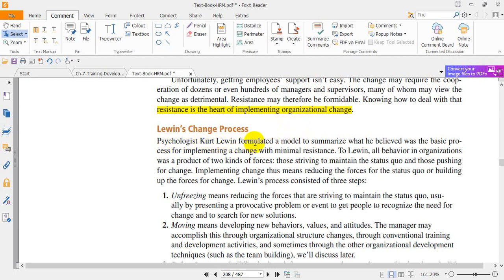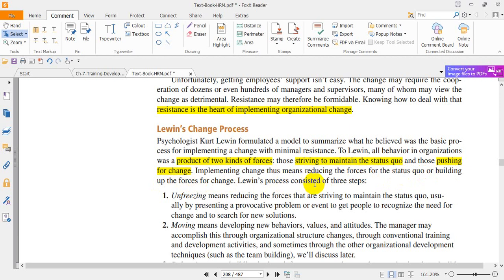Psychologist Kurt Lewin formulated a model to summarize what he believed was the basic process for implementing a change with minimal resistance. To Lewin, all behavior in organizations was a product of two kinds of forces: those striving to maintain the status quo and those pushing for change. Implementing change thus means reducing the forces for the status quo or building up the forces for change.